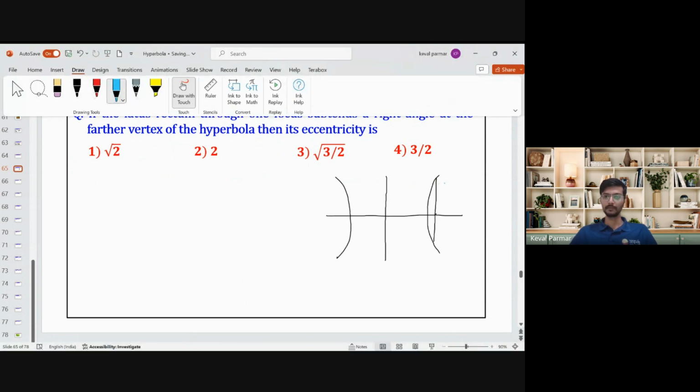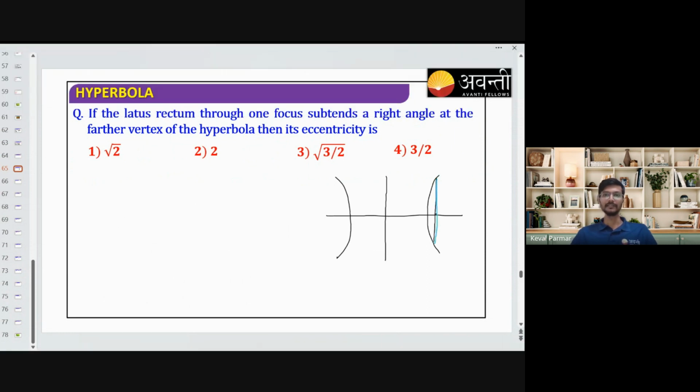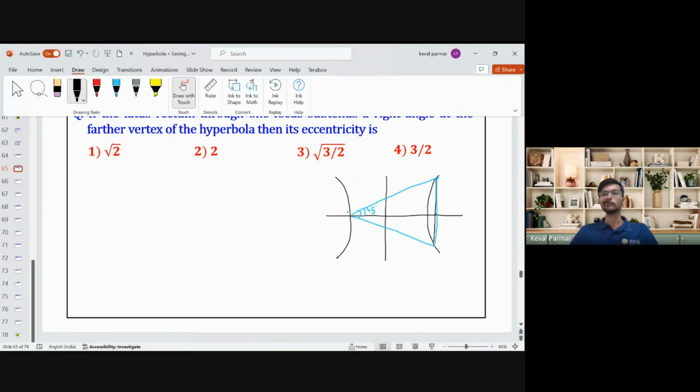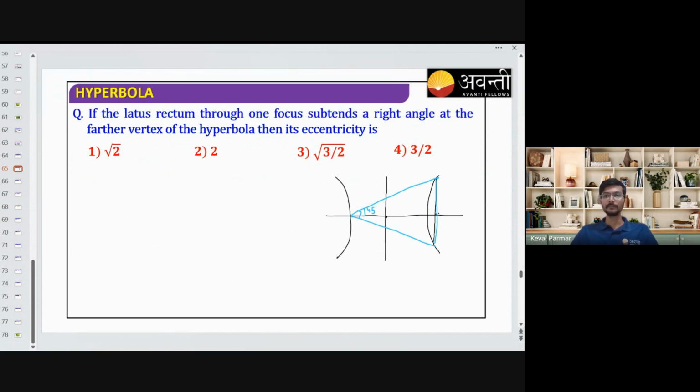Now, this latus rectum subtends a right angle at the farther vertex. That means this total is 90 degrees, so this is 45 degrees. Correct? So this is (0, 0). This distance will be AE, because here is the focus. Here is the other vertex, A dash. So this distance will be A.